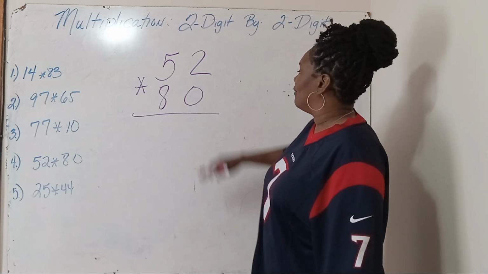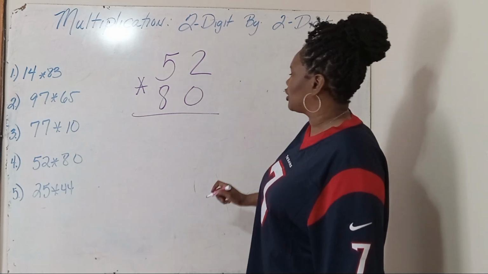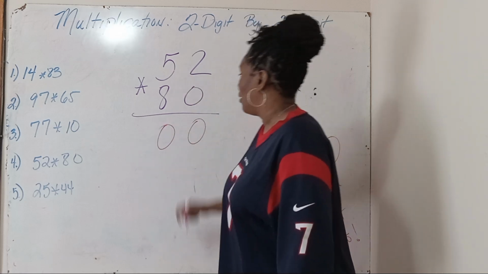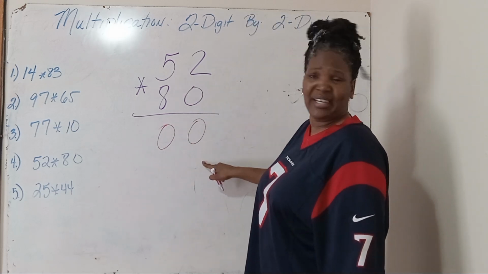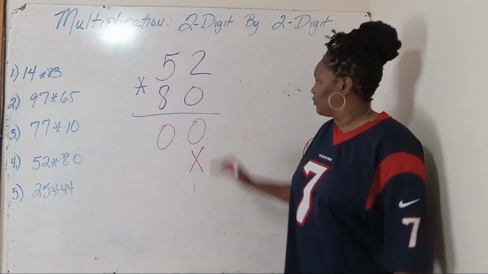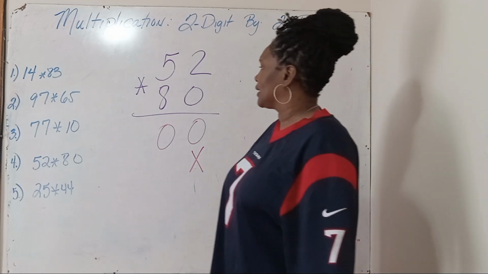All right, so we have 0 times 2, 0. 0 times 5, 0. We're through the 0. What am I going to put right here? An X, because it represents a 0. It says we're done with this number. We're going to the next number.